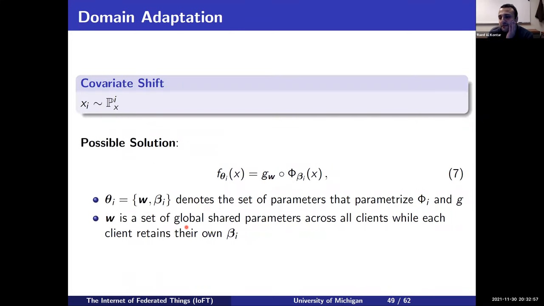For example, a covariate shift. One way to handle a covariate shift is using the ideas of encoders, decoders, variational autoencoders, or GANs. So basically, start from the input space, extract the input into some common feature space, and then do inference accordingly. So here, theta becomes an encoder, and G becomes a decoder, and beta i, the personalization, happens in this encoding, then G_W is a global decoder. This is just one possibility, just to shed light.